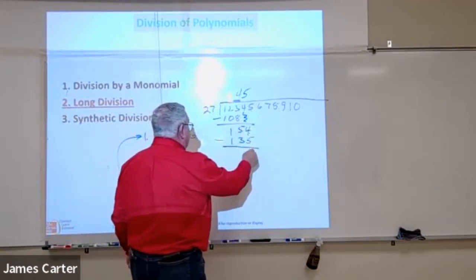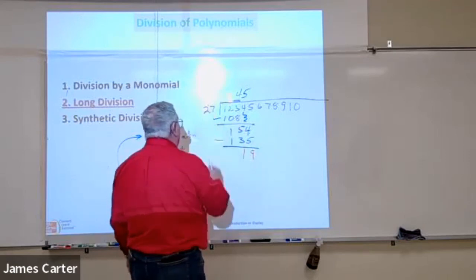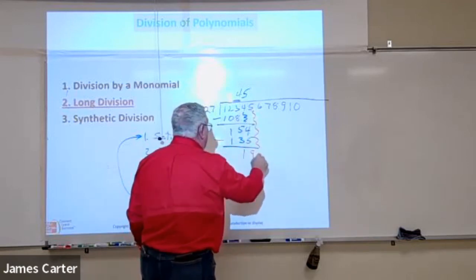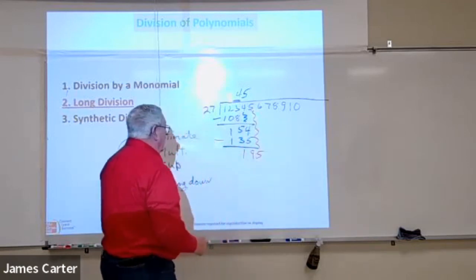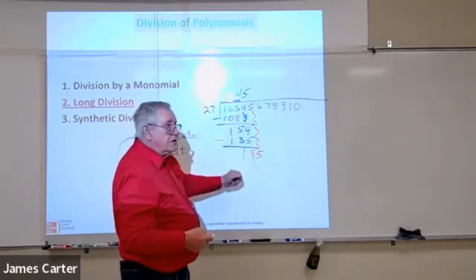So 14 minus 5 is 9. 4 minus 3 is 1. We're below, so we're good. So we bring down. And we start all over again. How many 30s are in this?